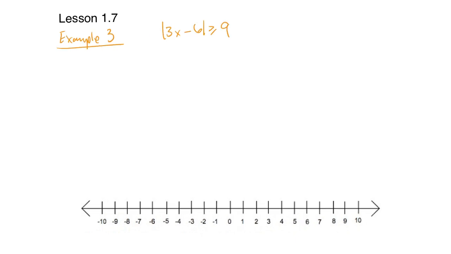So now we have an absolute value inequality. We want to isolate the absolute value, which we already have. So I'm going to undo that, and we split it in half. I have 3x minus 6 is greater than or equal to 9. And then I have negative 9 is greater than or equal to 3x minus 6, or this part is smaller than negative 9. It could be read either way.